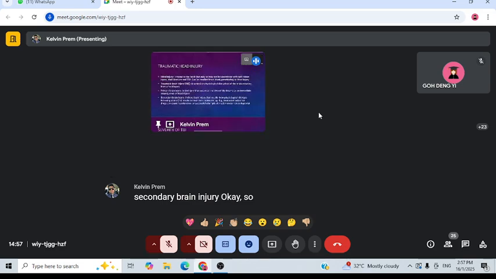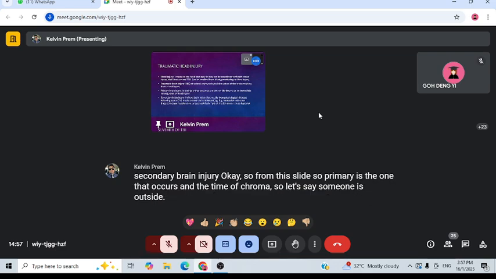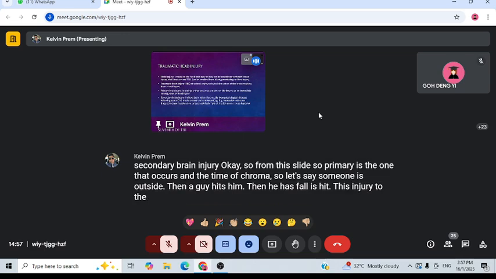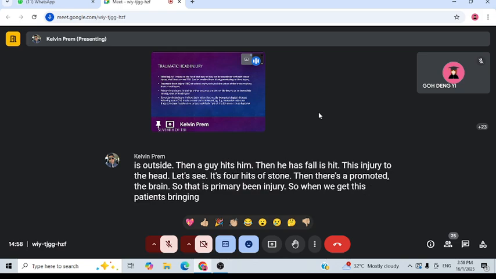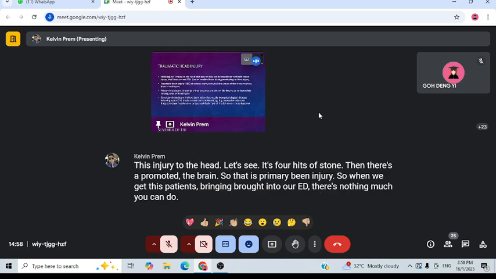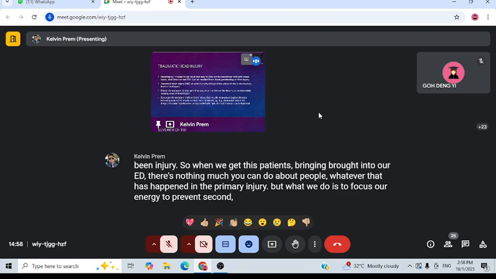Okay, so from this slide, primary brain injury is the one that occurs at the time of trauma. So let's say someone was outside, then a car hits him, then he has a fall, there's injury to the head. Let's say his fall hits a stone, then there's trauma to the brain. So that is primary brain injury. So when we get these patients brought into our ED, there's nothing much we can do about whatever has happened in the primary brain injury. But what we do is to focus our energy to prevent secondary brain injury.